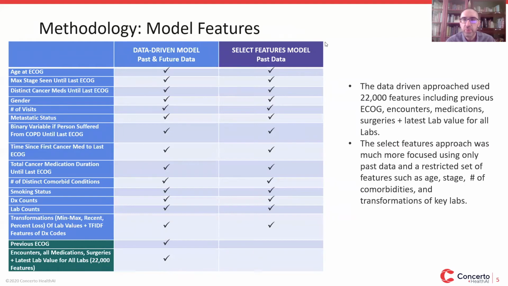The data-driven approach used 22,000 features, including previous ECOG, information from the future, encounters, medications, and the latest lab value for all labs. The selected features approach was much more focused, using only past data and a restricted set of features, such as age, stage, number of comorbidities, and transformations of key labs.